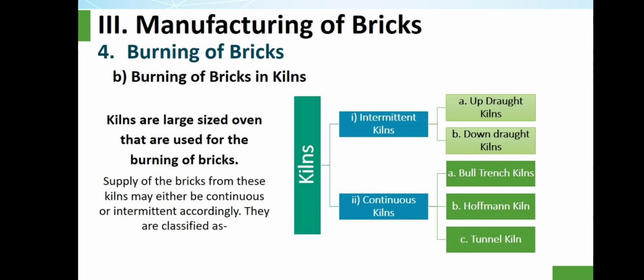B. Burning of bricks in kilns. Kilns are large size ovens that are used for the burning of bricks. Supply of the bricks from these kilns may be either continuous or intermittent accordingly. They are classified as: First, intermittent kilns. Second, continuous kilns.